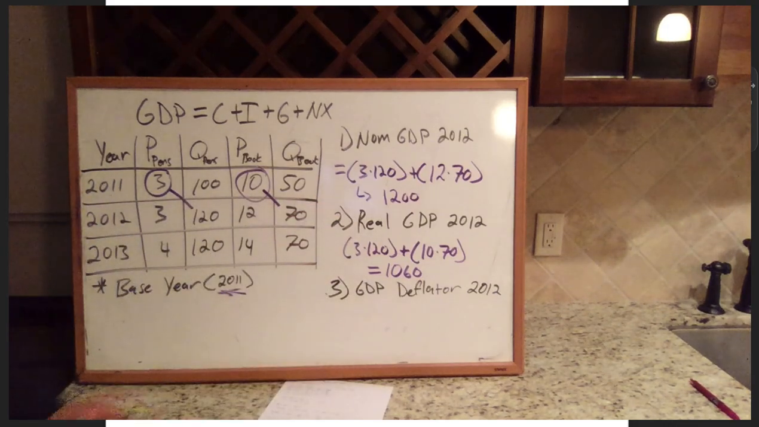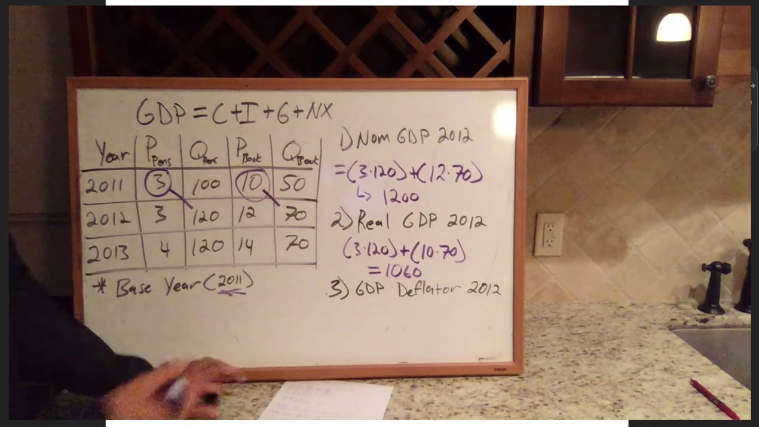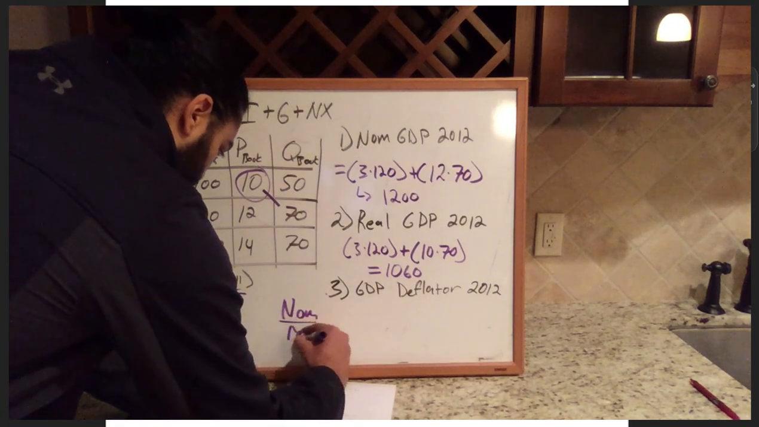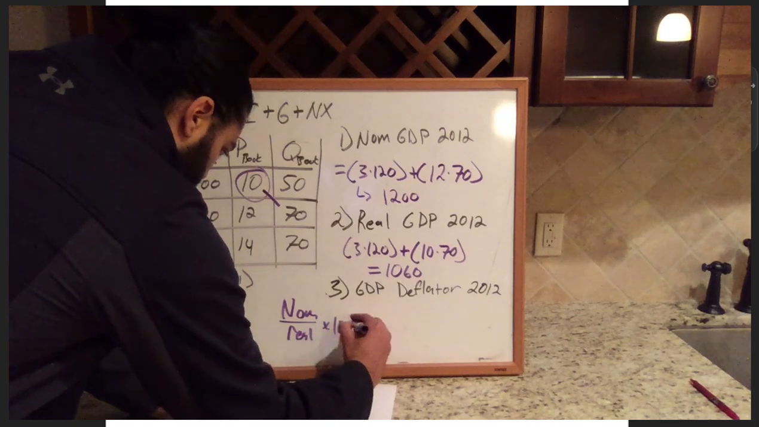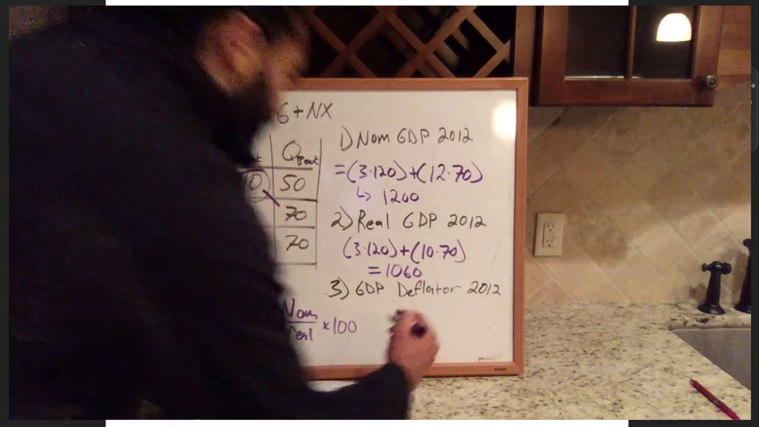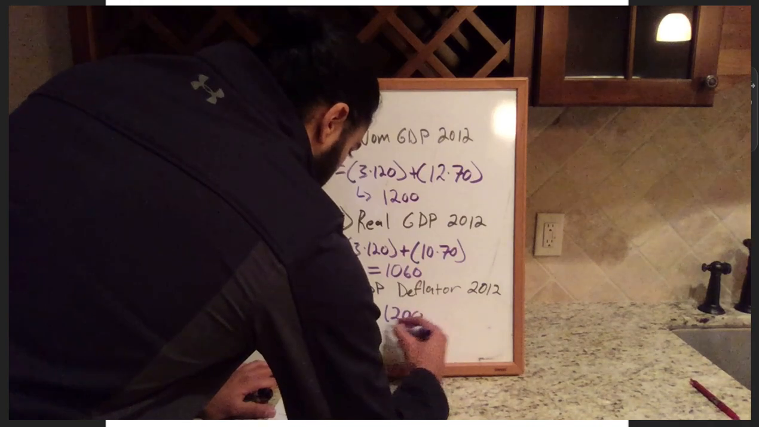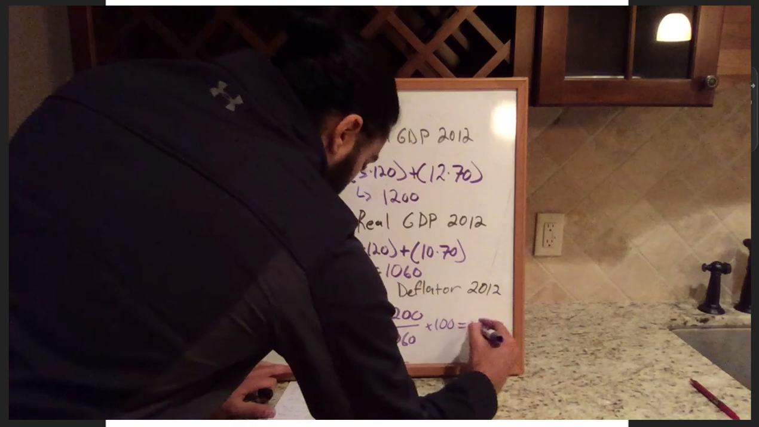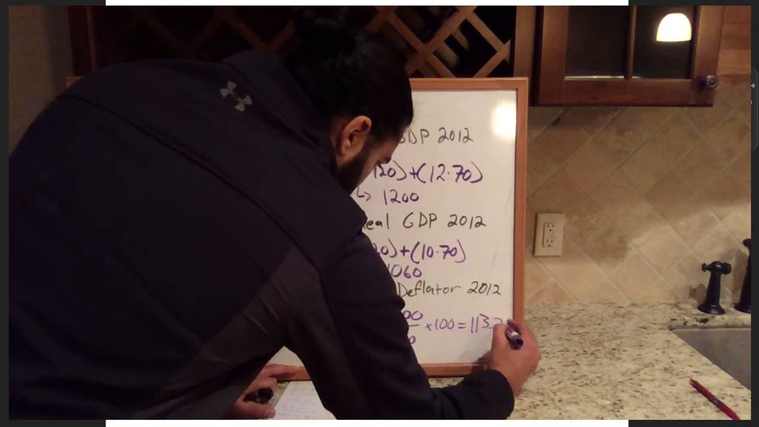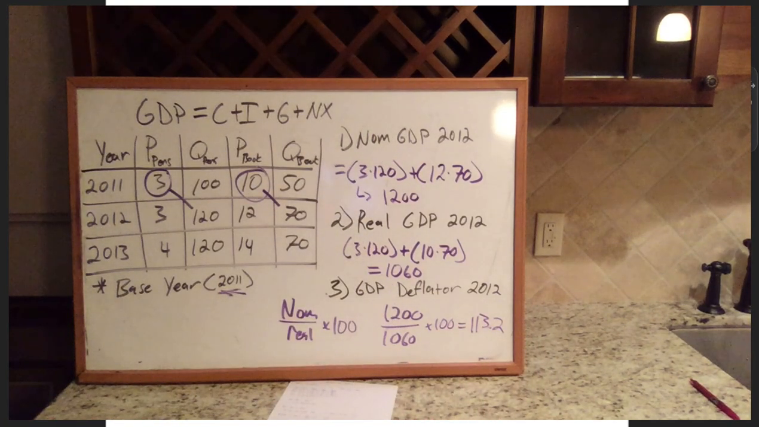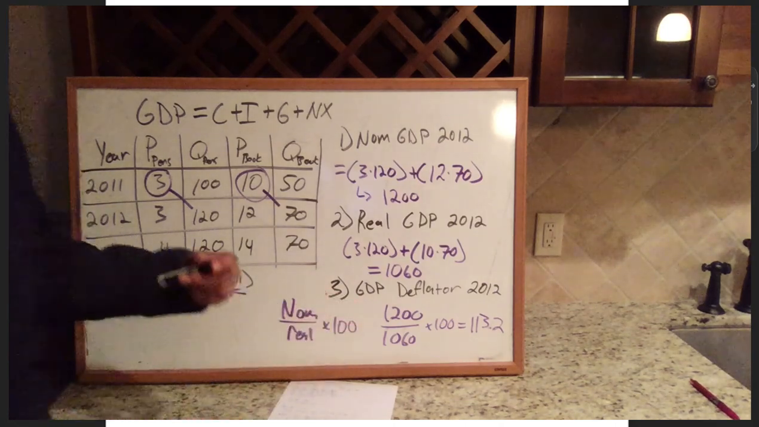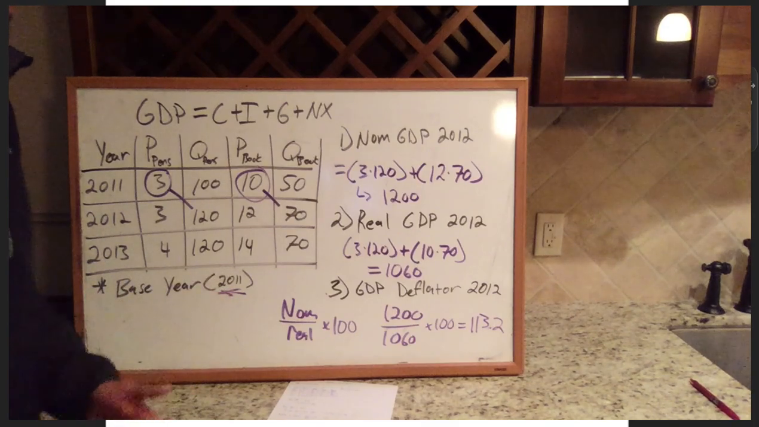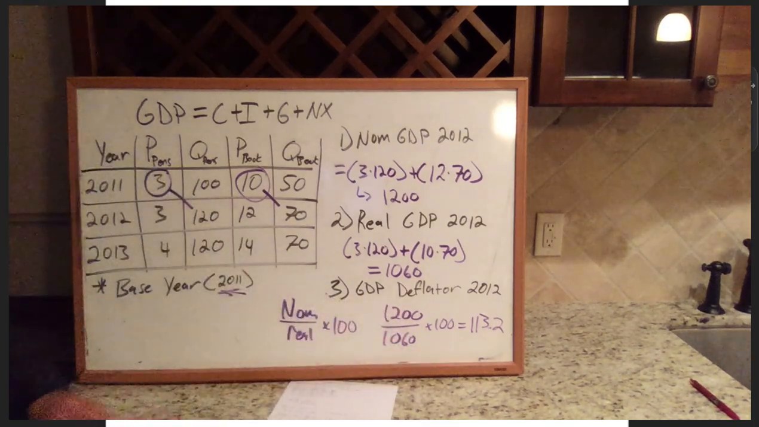So we have our nominal, we have our real. Now to calculate our GDP deflator, again, GDP deflator is nominal divided by real multiplied by 100. So it's 1,200 divided by 1060 multiplied by 100, and you should get 113.2. So GDP deflator helps measure overall change in price throughout an economy. So again, if you do the math, you get 113.2.